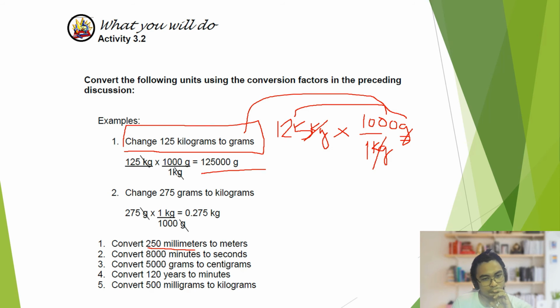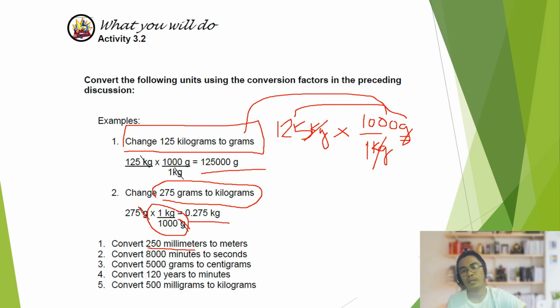Here, we have a small unit converted to kilogram, which is a bigger unit. What happened here is, we just flipped the conversion factor again to cancel out the grams, so that the unit left is kilograms. So, 275 times 1 divided by 1,000, the result is this one. So, this is all you will do in 3.2. You just need to show a complete solution, to prove that your answer is correct. So, just do that for the rest of the items.